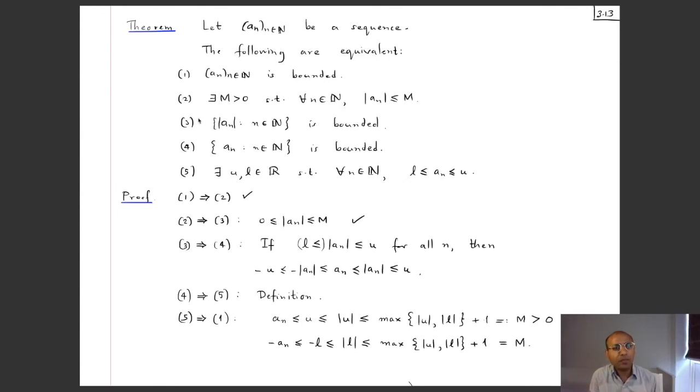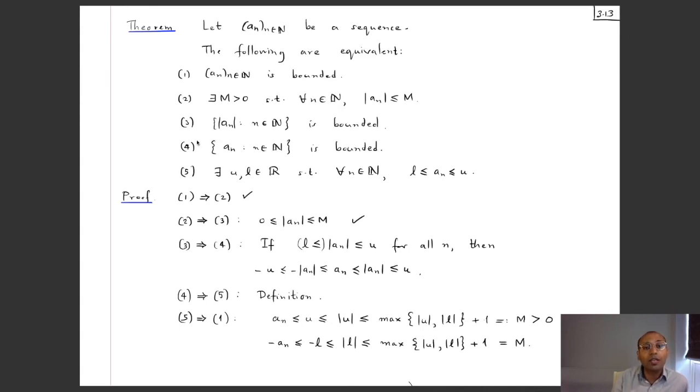Now 1 implies 2 is obvious, because if a_n is bounded, that is the definition: there exists a bound capital M such that for all n the terms have absolute value less than or equal to M. How about 2 implies 3? That's also true, because M is clearly an upper bound and a lower bound is clearly 0, because the absolute value of anything is always bigger than or equal to 0. So there's a lower bound, namely 0, and there's an upper bound, and that's why this set is bounded.